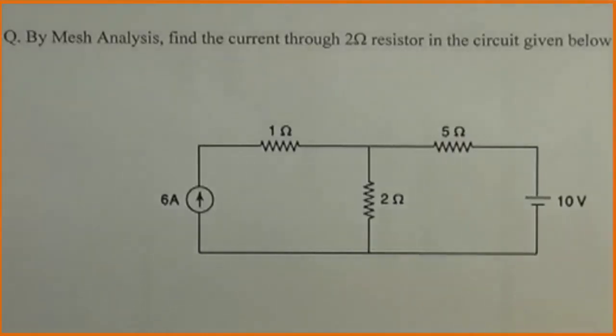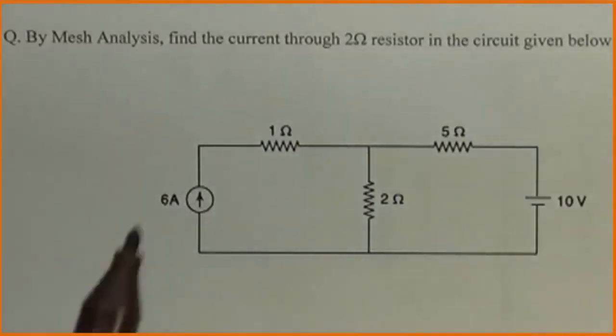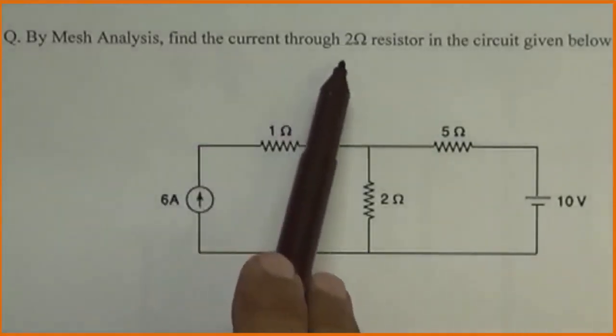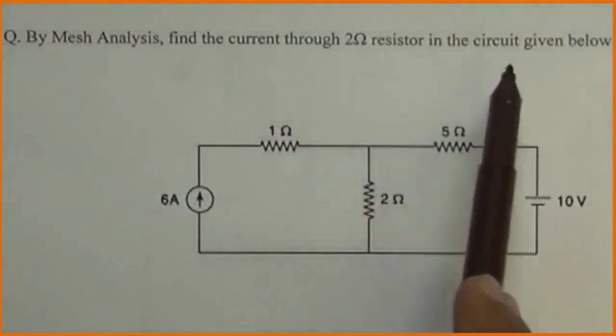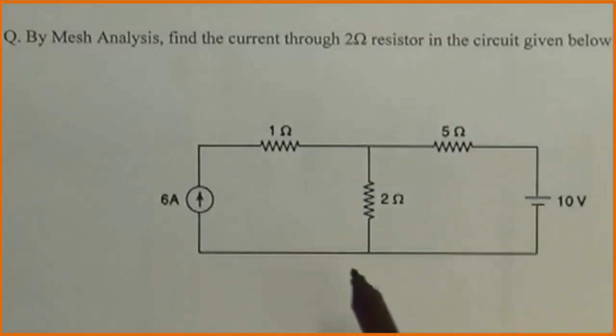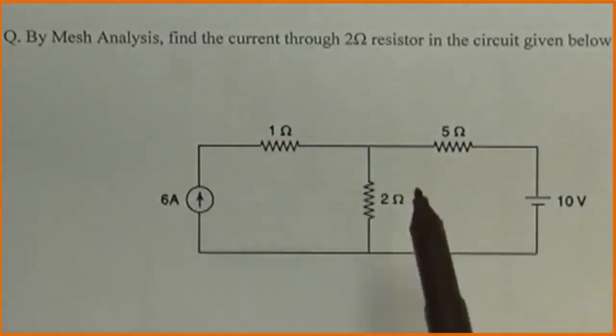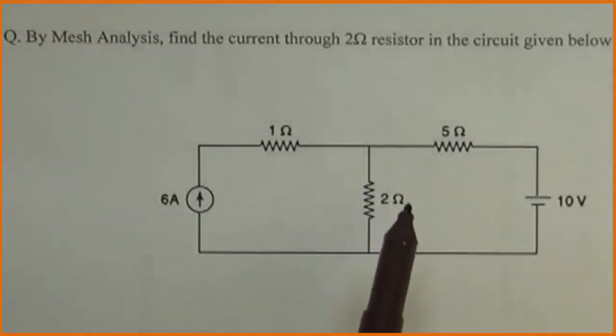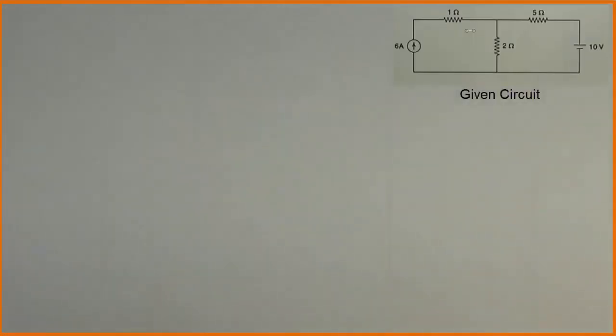Let us solve one more example on mesh analysis. The statement of this example is, by mesh analysis, find the current through 2 ohm resistor in the circuit given below. So this is the circuit given and we have to find out current through 2 ohm resistor by applying mesh analysis. Let us redraw the circuit and we will assign different nodes and mesh currents.